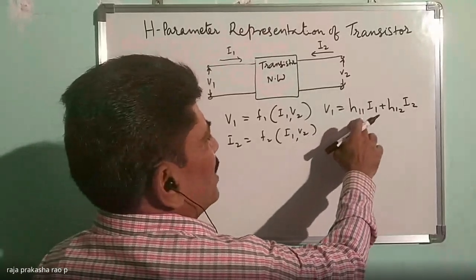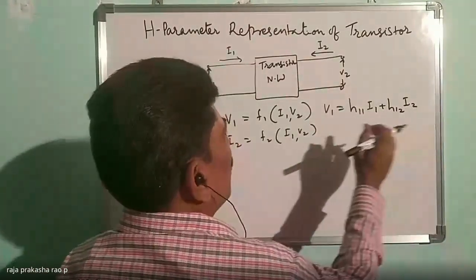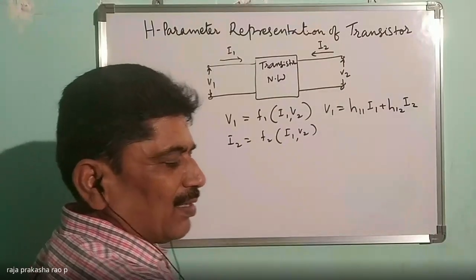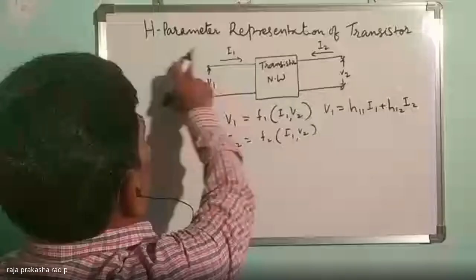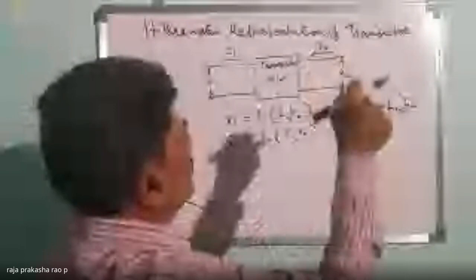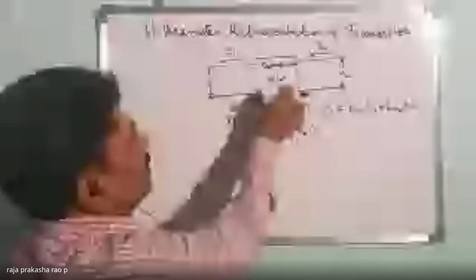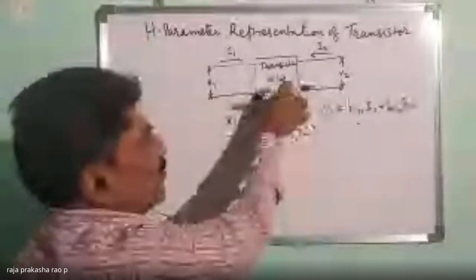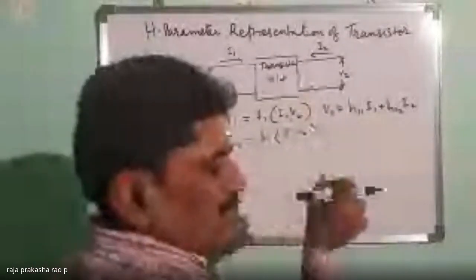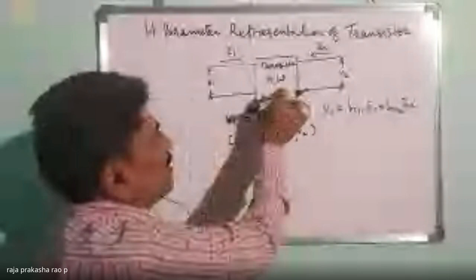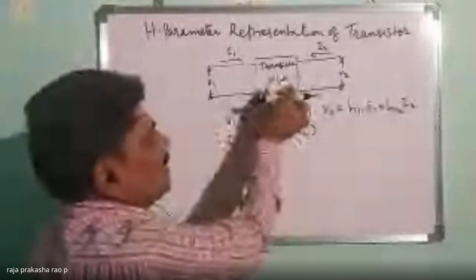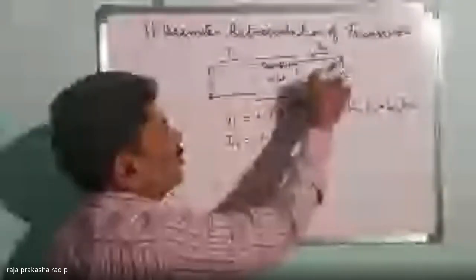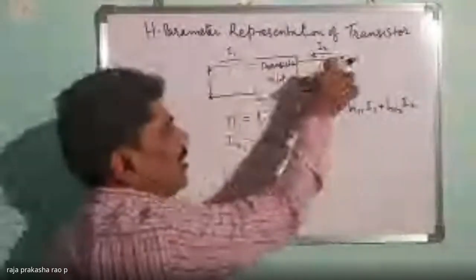V1 is equal to H11 I1 plus H12 I2. I will just start from the beginning since I have just started recording now. Today we'll discuss the H parameter representation of a transistor. A transistor is denoted by a black box like this. Assume that one of the configurations, that is common emitter, common base, or common collector transistor, is in this black box, and it can be treated as a two-port network which has input voltage V1, output voltage V2, input current I1 and output current I2.